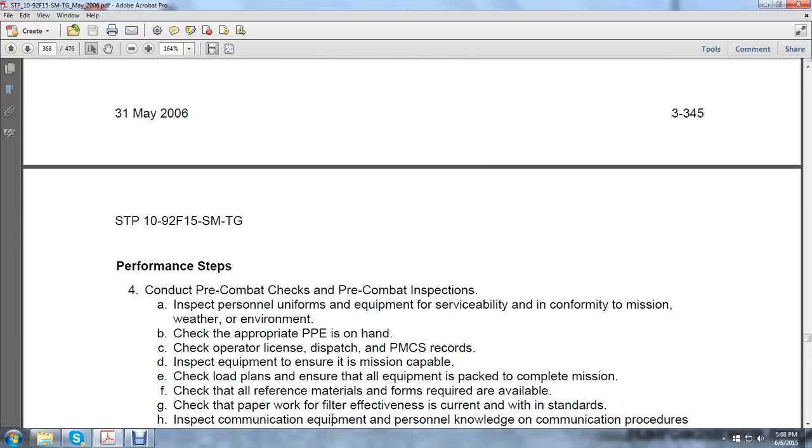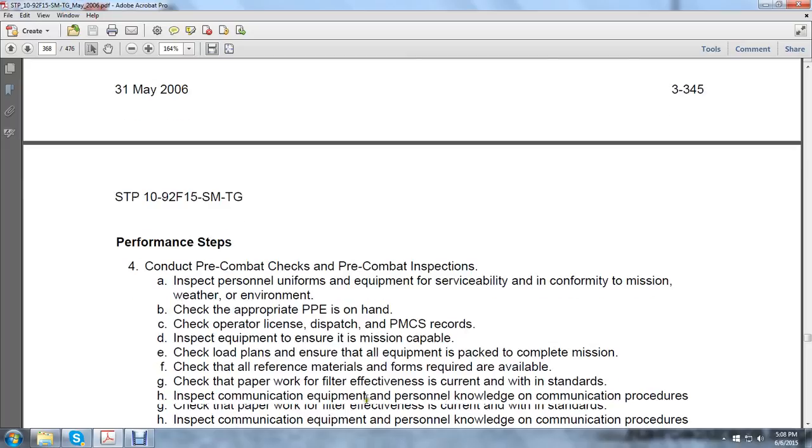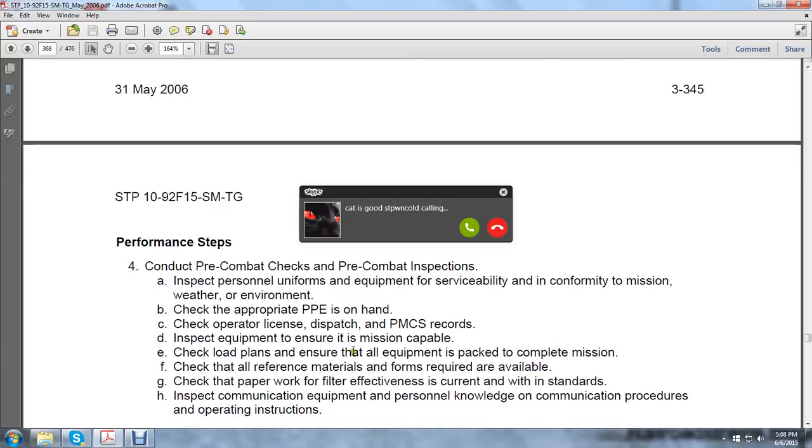Check the loading plans. Ensure that all equipment is packed to complete the mission. Check that all reference materials and forms required for the mission are available. Check that the paperwork and filter effectiveness are current within the standards. Inspect the communication equipment, personnel knowledge of the communication procedures, and operating instructions.